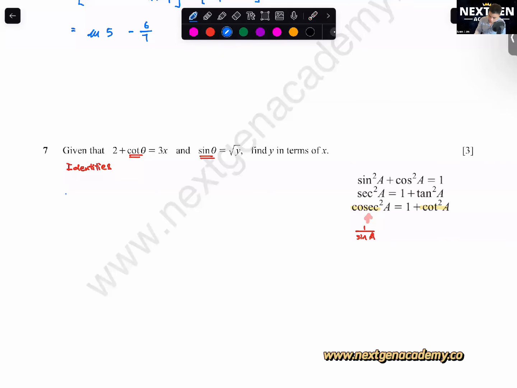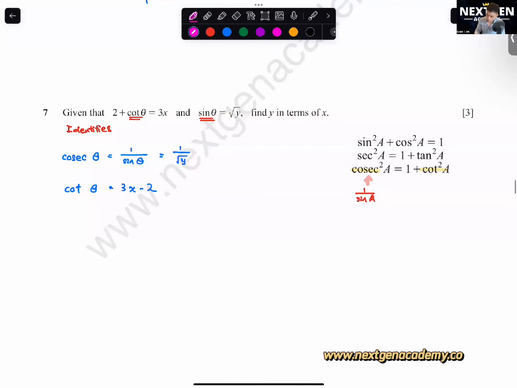So I will find cosec theta, which is equals to 1 over sine theta. So cosec theta is 1 over square root y. Okay, what about cot? Cot is this equation that's given to us. I rearrange it: 3x minus 2. Now I substitute into this cosec square theta equals to 1 plus cot square theta.